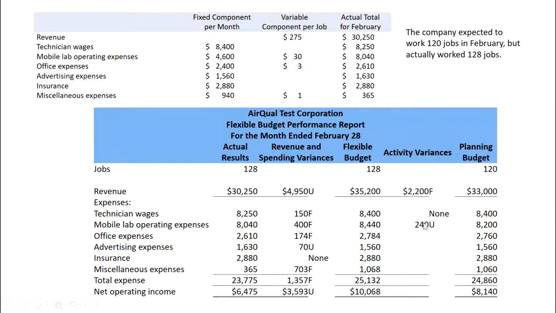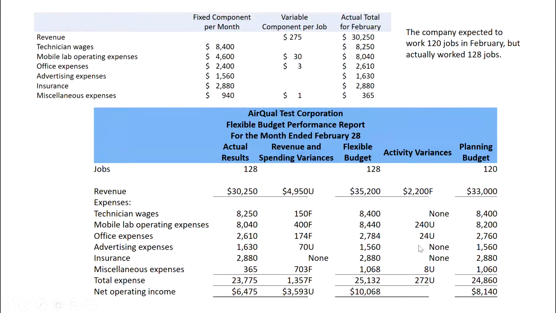On the other hand, mobile lab operating expenses, the flexible budget was 8,440, while the plan was 8,200. That's a $240 difference. Because our flexed expense is greater than what we planned, it's going to be unfavorable. I'll start to work through here. You notice my other expenses that have a variable portion are all listed as unfavorable. And you'll notice my fixed expenses are all listed as none.